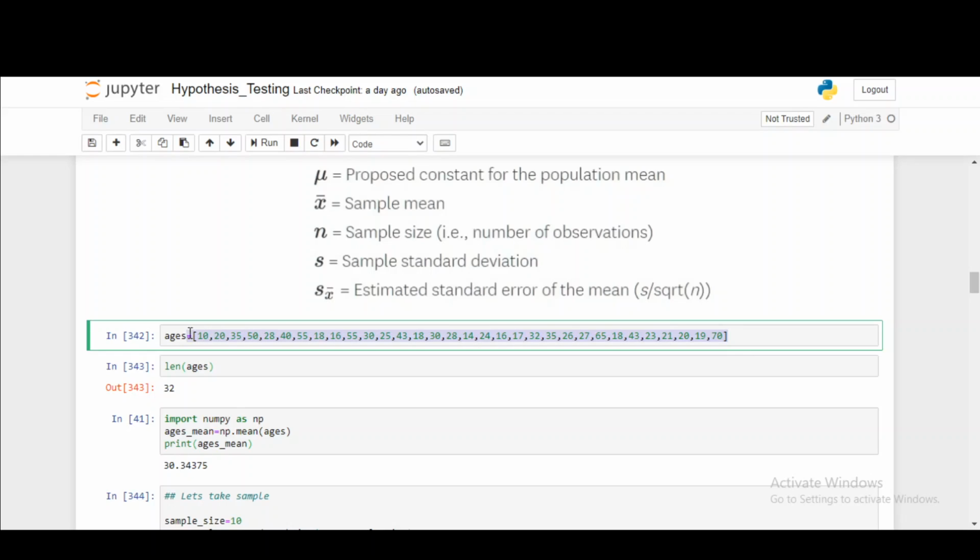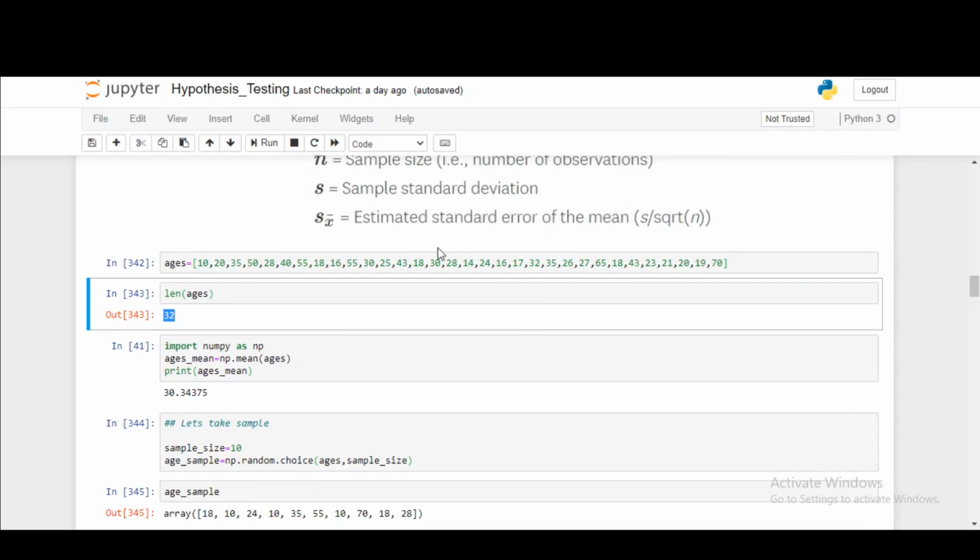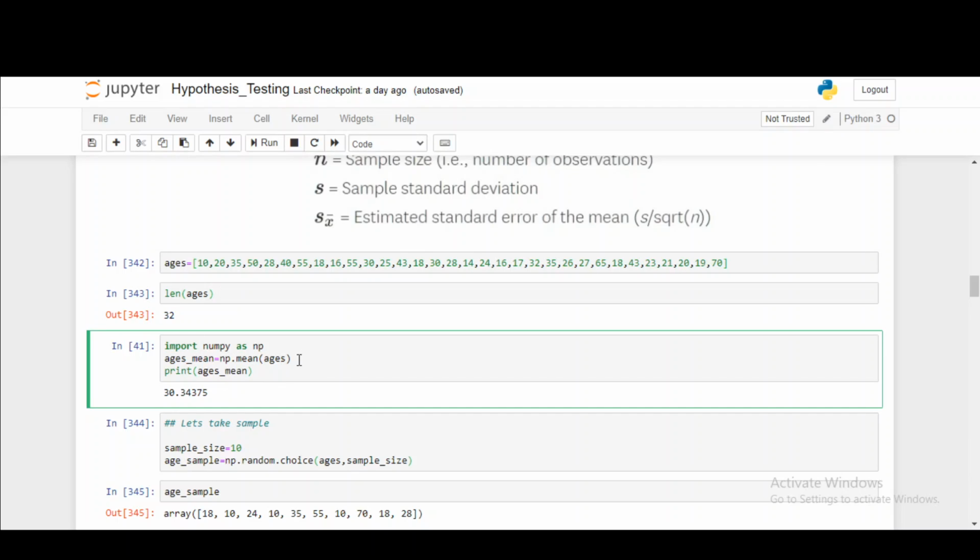Right now we are creating a data set of a sample of ages, and we will try to compare whether the mean of this sample of ages will be equal to the population mean or not. I have created here 32 observation data points, so 32 is my data set, and now I'm taking the mean of ages. The mean of these ages is coming around 30.34.